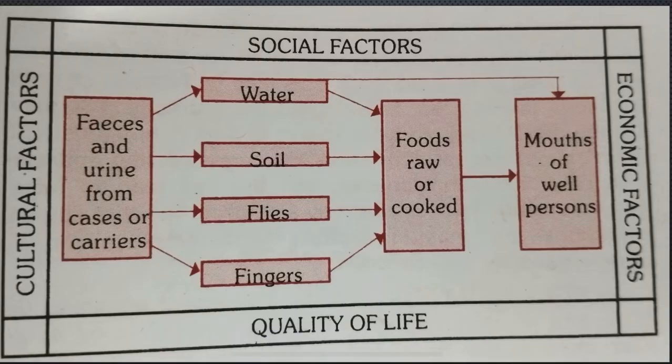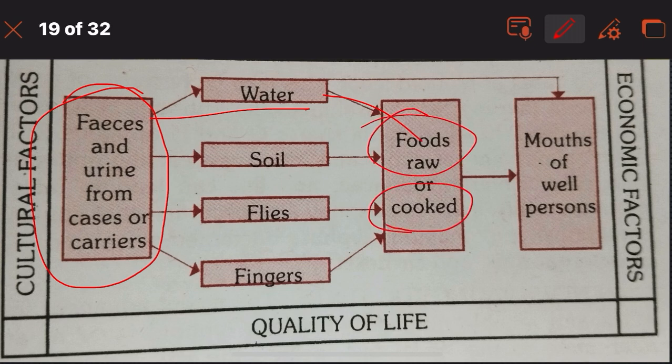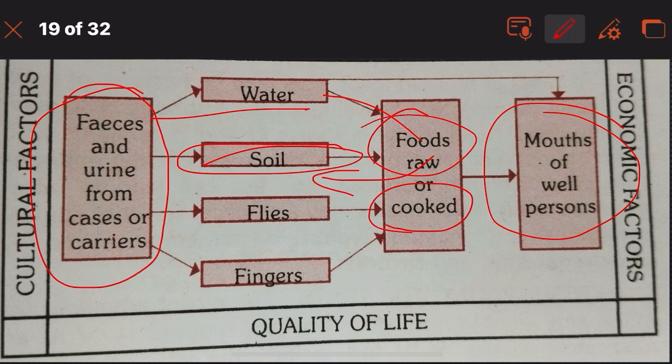Now you can see this is a picture which is directly taken from your textbook of preventive and social medicine by Park. You can see the social factors here. The feces and urine from the cases or carriers via the water, or the water which is used to cook the food, can go to the mouths of the well person and infect the individual. And the feces and urine found in the soil and the food grown in this contaminated soil, again when ingested by the individual, can cause the infection.